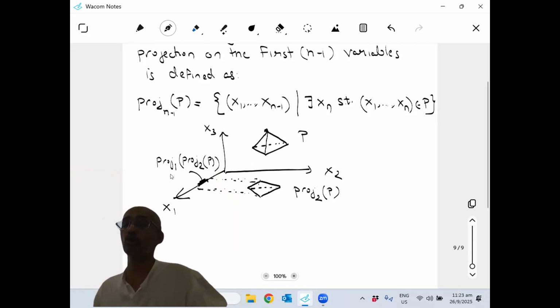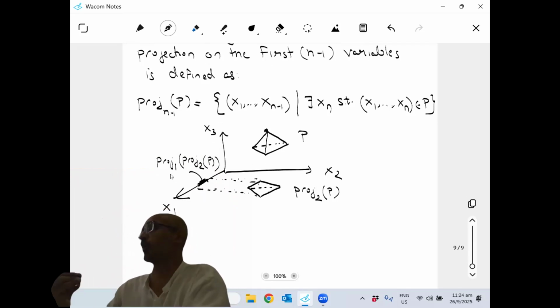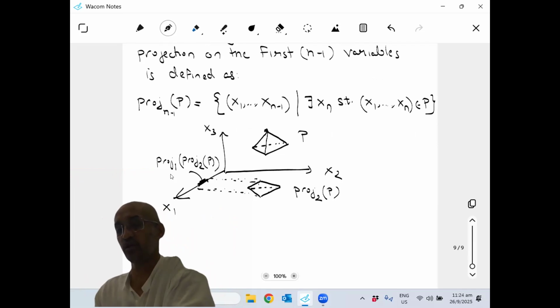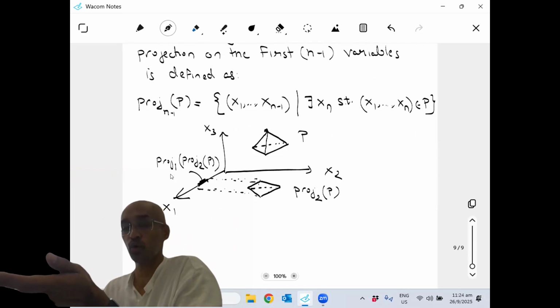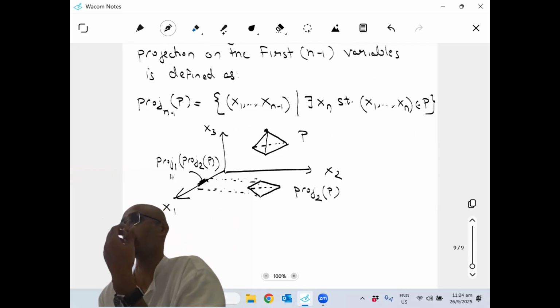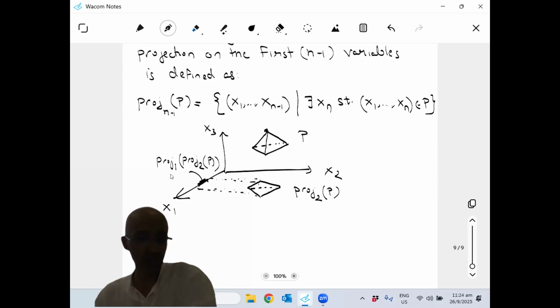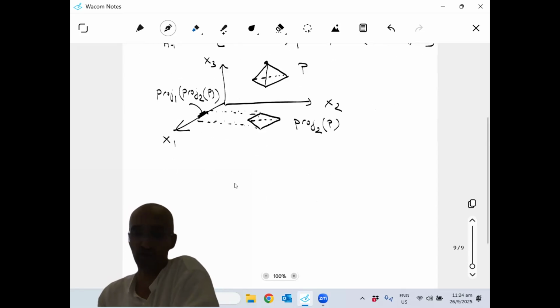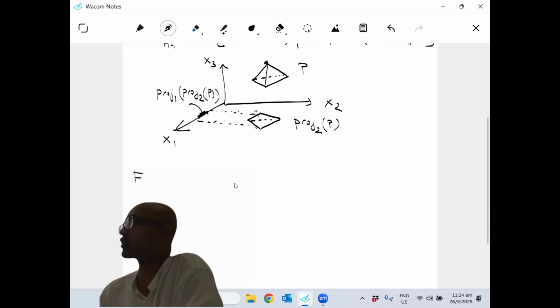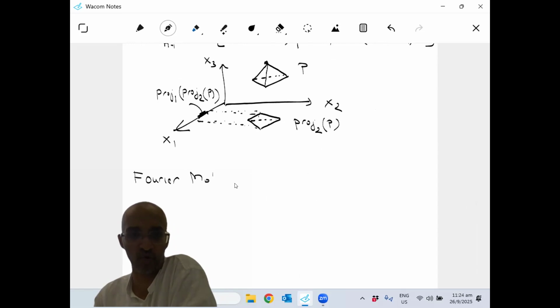Now, this is an important object because it will turn out that the projection of a polyhedron is also a polyhedron. As we have seen, this is a polyhedron in dimension 3. The projection is a polyhedron in dimension 2, which projects to a polyhedron in dimension 1. We'll prove this, but towards this we'll use an algorithm. So how do you find projections? We're going to look at the Fourier-Motzkin elimination algorithm. It's a simple idea, but a useful idea to know.